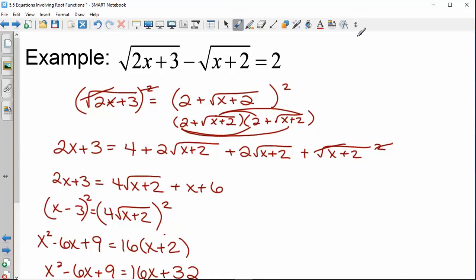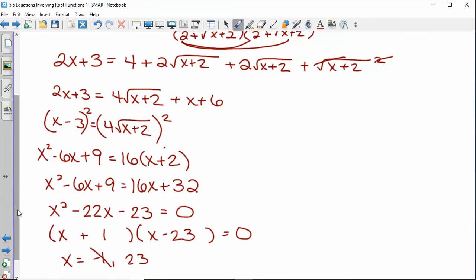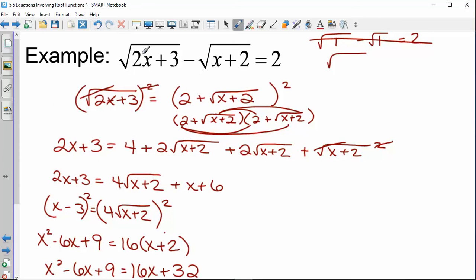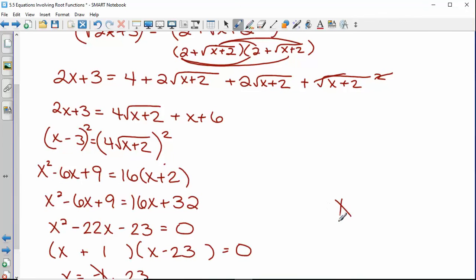Okay. I put in a negative 1 in the original. That'd be negative 2 plus 3, so 1 minus the square root of 1 equals 2. Does that work? No, we have 1 minus 1 equals 2, so that doesn't work. If I put in a 23, so 23 times 2 is 46, so 49 minus radical 25 equals 2, so 7 minus 5 equals 2, and that one does work. So my only answer is 23.